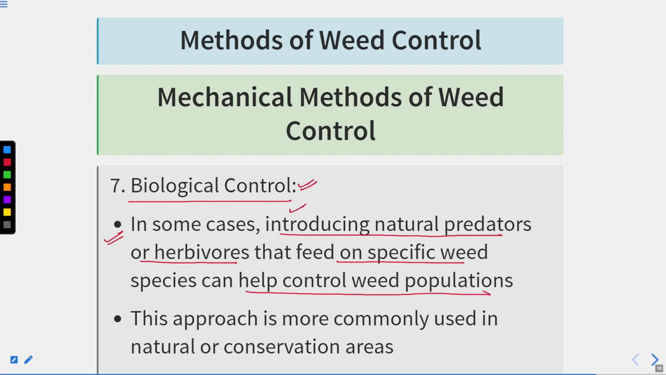In some cases, we can introduce natural predators or herbivores. They can feed on the specific weed species and we can help to control the weed population in that way also. This approach is more commonly used in natural or conservation areas.